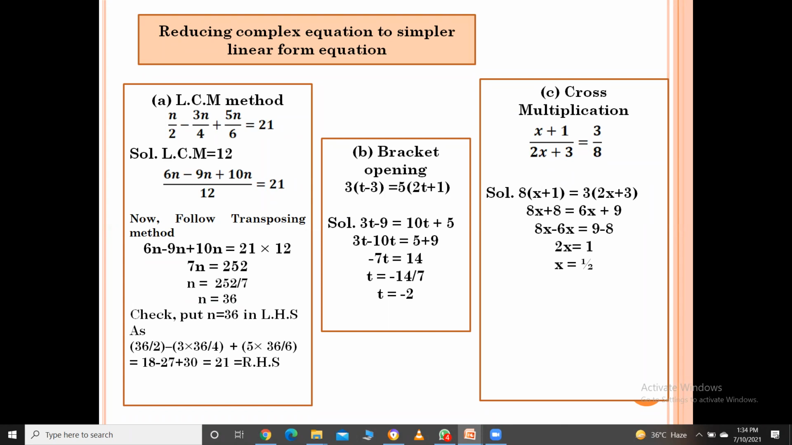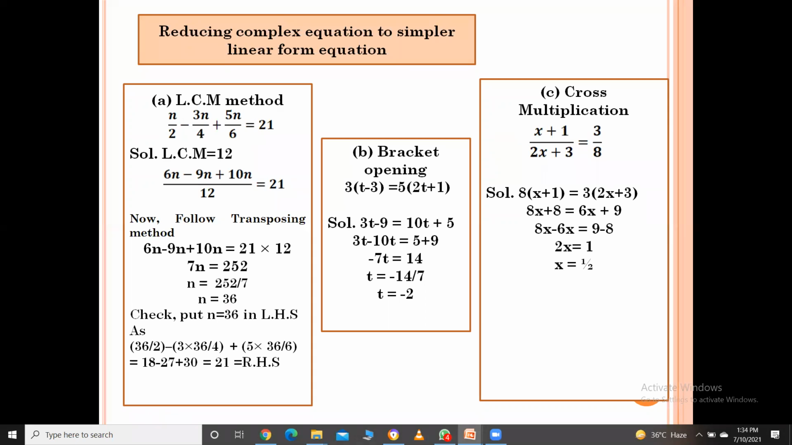By using the LCM method, we first reduce the equation to the simpler linear form, then solve the equation. Then at the end, we get the value of n. By opening the brackets, we solve the bracket. By opening the brackets, we solve the equation and get the value of t.